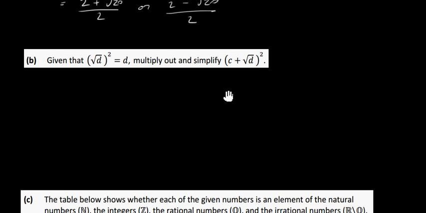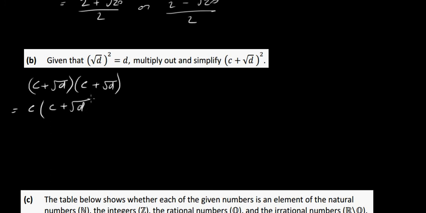Given that the square root of d squared is equal to d, multiply out and simplify. So we have to multiply this out: c plus root d, all squared, which is just c plus root d again. We're just multiplying it by itself. So let's do this the kind of long-winded way. We take the c here, multiply it by the second bracket, c plus root d. Then we take the second part, plus root d, multiply that by the second bracket, c plus root d. Let's multiply it out: c times c, c squared.